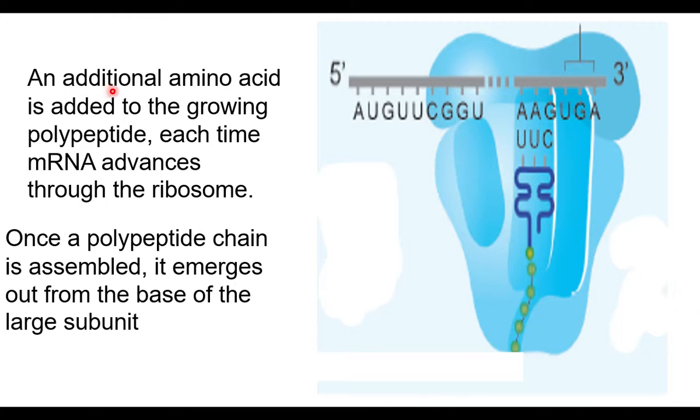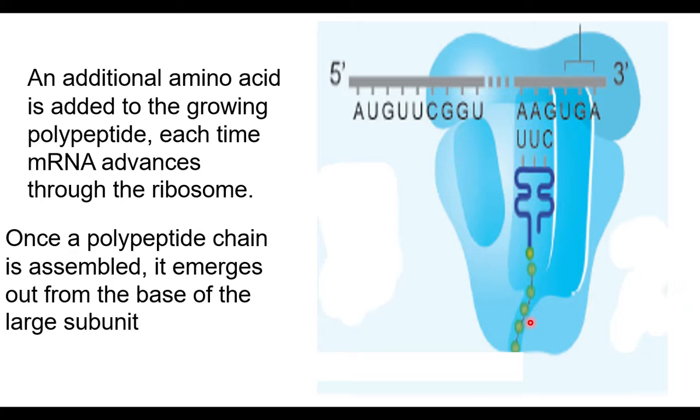An additional amino acid is added to the growing polypeptide chain. Each time, the mRNA advances through the ribosome. The mRNA moves in this direction, so the ribosome moves here. Each time one amino acid is added, the mRNA moves here. So here many amino acids have already been added.